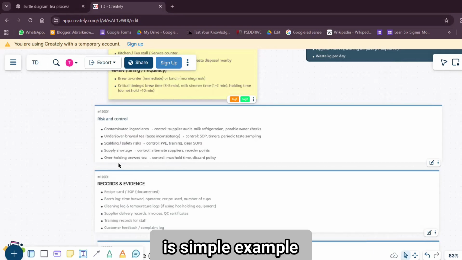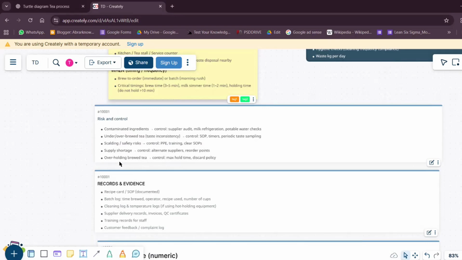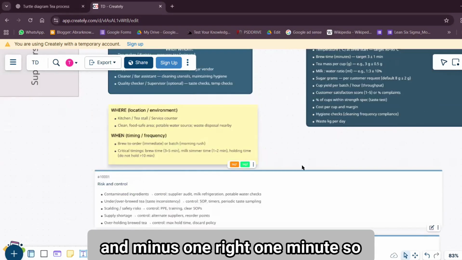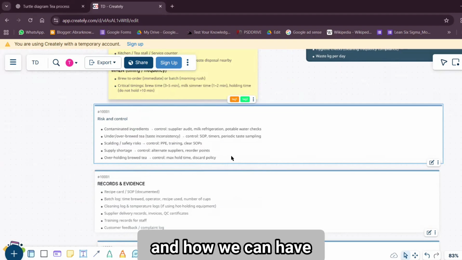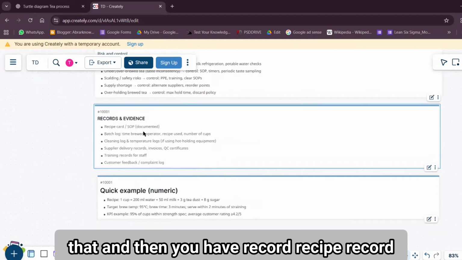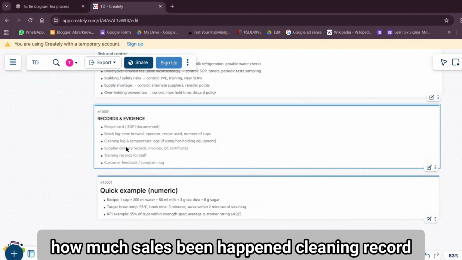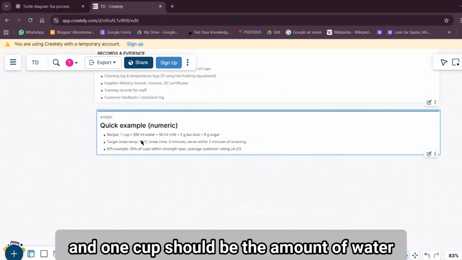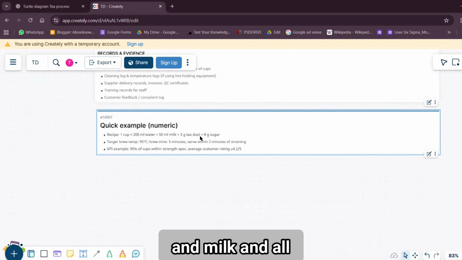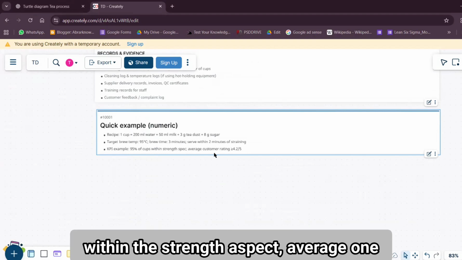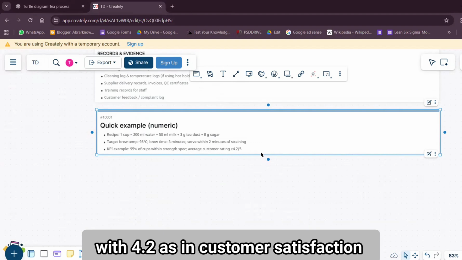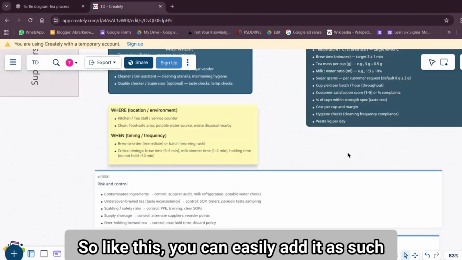All this is a simple example, but you can write so many other things. An over-held brew, because we have told that the maximum tolerance is plus or minus 1 minute. So what can we do, and how can we handle that? And then you have records: recipe record, how much sales happened, cleaning record, training record, all that. And then this is a quick example of a recipe: 1 cup should be so many ml of water and milk and all that. And what is the target? What is the KPI? 95% of cups within the strength respect average. For example, if you wanted to go with 4.2 in customer satisfaction, right? So like this, you can easily add it as such.